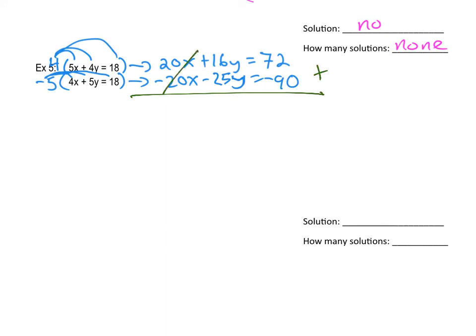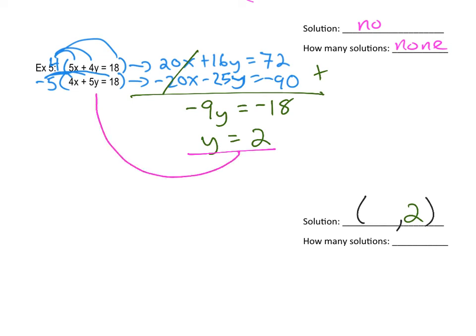Now 16 plus negative 25 gives us negative 9y equals negative 18. Divide by negative 9 to get our y value of positive 2. Once we have that, let's put that in our coordinate for the solution so we don't get confused. That goes there. Now we have to take that y and go back to the originals. Either one of these y's can be replaced so we could solve for x. So let's do the bottom one.